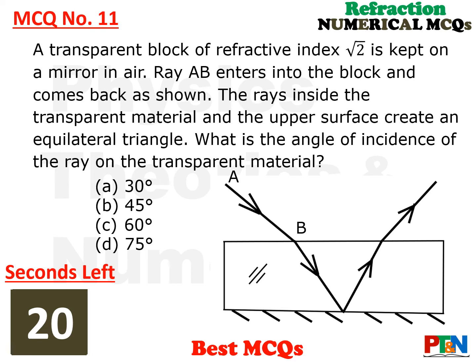Next MCQ. A transparent block of refractive index √2 has been kept on a mirror in air. The ray AB enters the block and comes back as shown. The ray inside the transparent material and the upper surface create an equilateral triangle. Now what is the angle of incidence of the ray on the transparent material? Four options, 20 seconds time. Your time starts now.